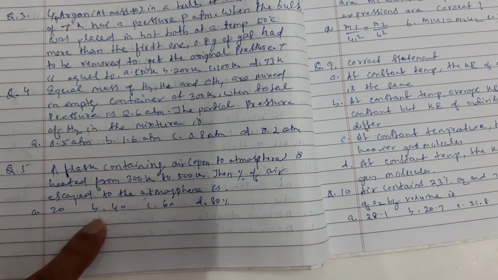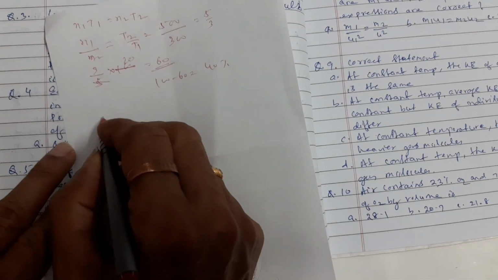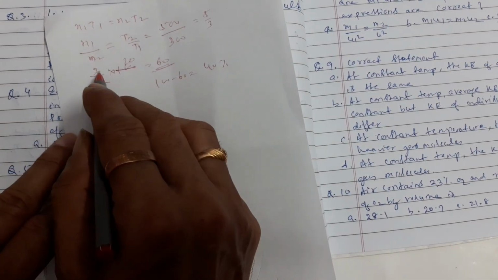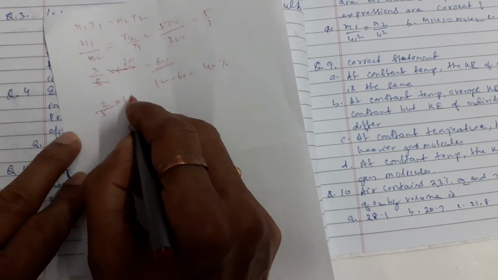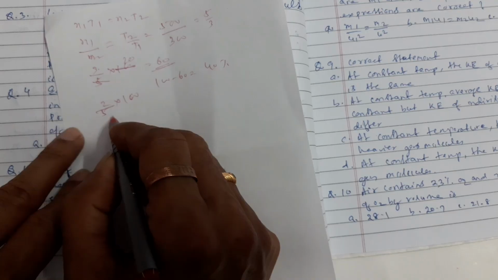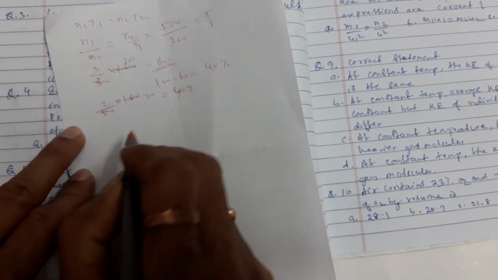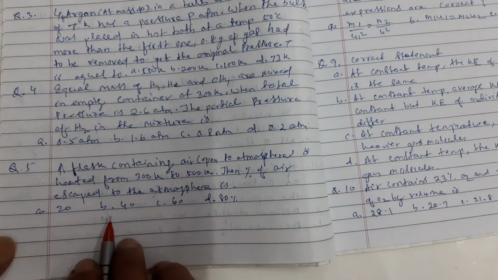Okay students, or you can write it like this: N1 is 5, N2 is 3, so the loss is 2, and you multiply by 20, so 2 times 20 is 40. You can take it like this also. Okay, next question. So choice B is the correct answer.